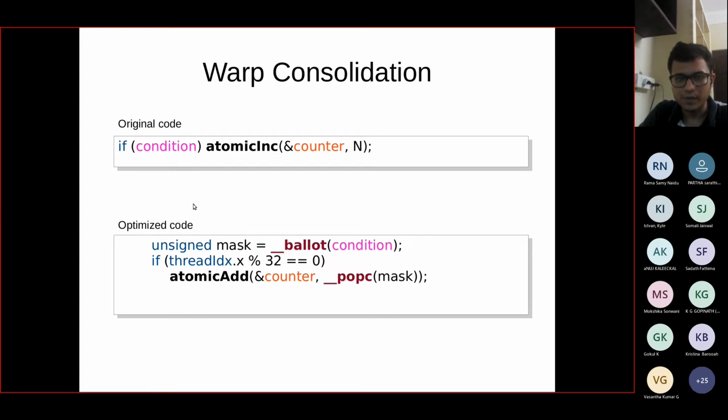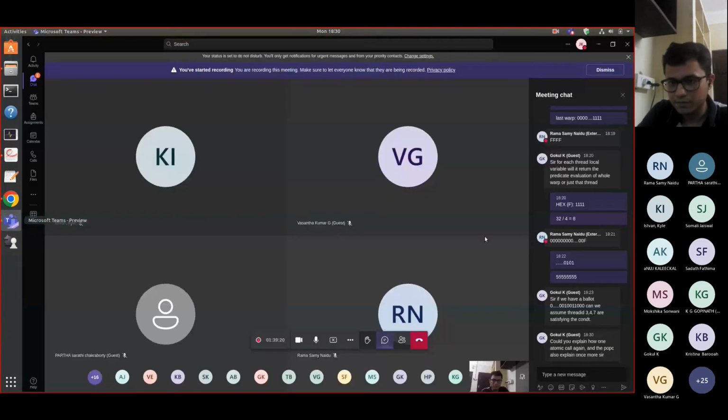So this is the more optimized code. I hope you are getting this. Here only one atomic call is being made by one leader, and here the number of atomic calls that will be made will depend upon how many threads satisfy this condition. It can be 1, it can be 0, or it can be even 32 in the worst case. Okay, any questions up till this point?